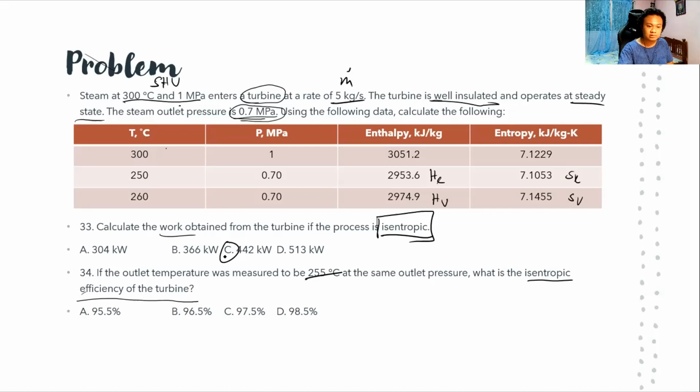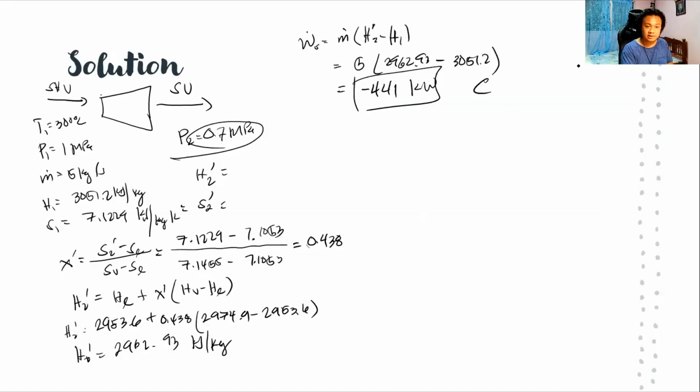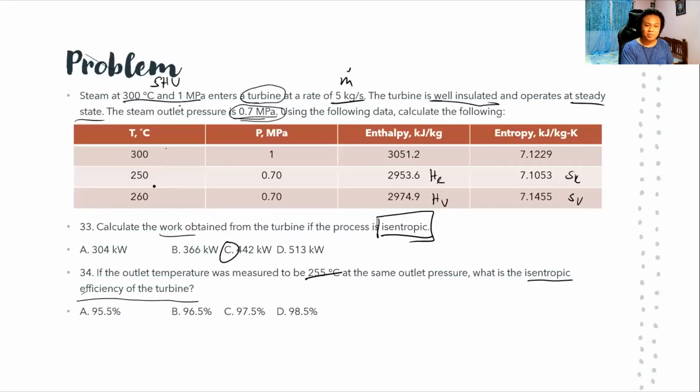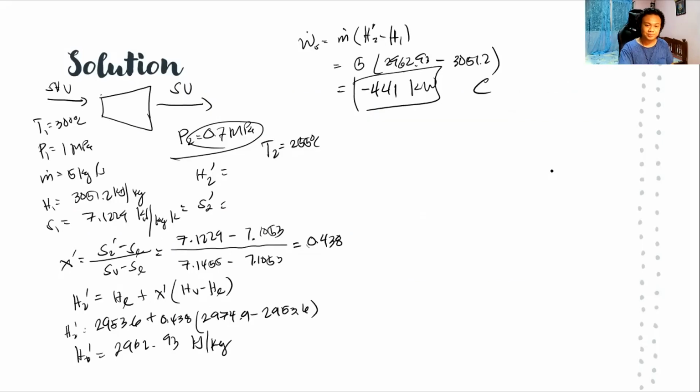And now let's go to the last problem, which is number 34. So we are given the specific temperature of 255 degrees Celsius. So let's interpolate. Because you're given the exact temperature, we can get the proper value of the enthalpy and then entropy now. We can do a linear interpolation to this.